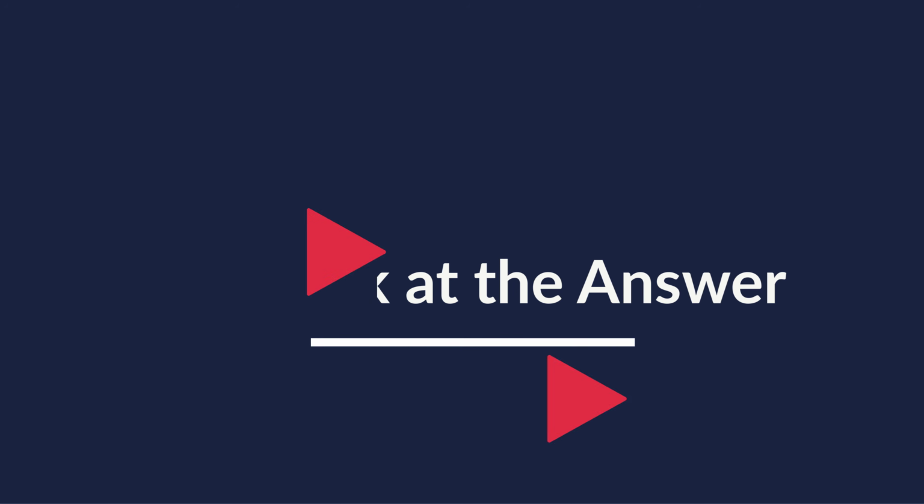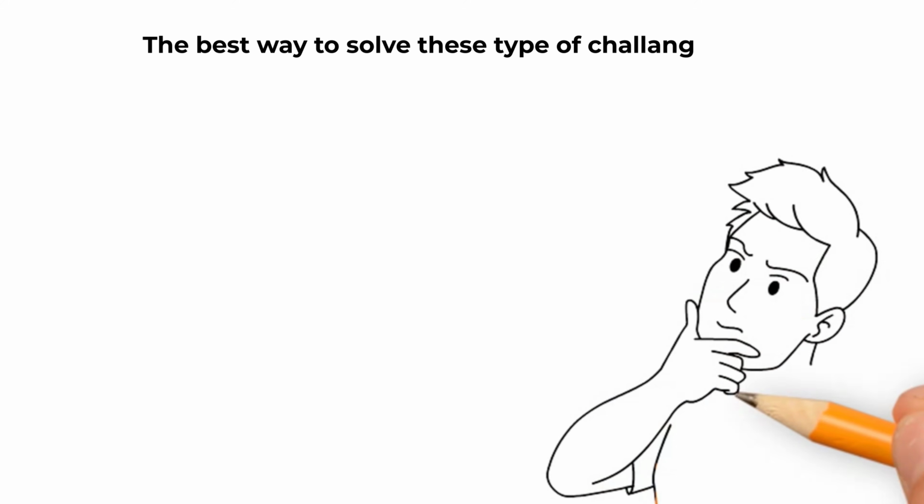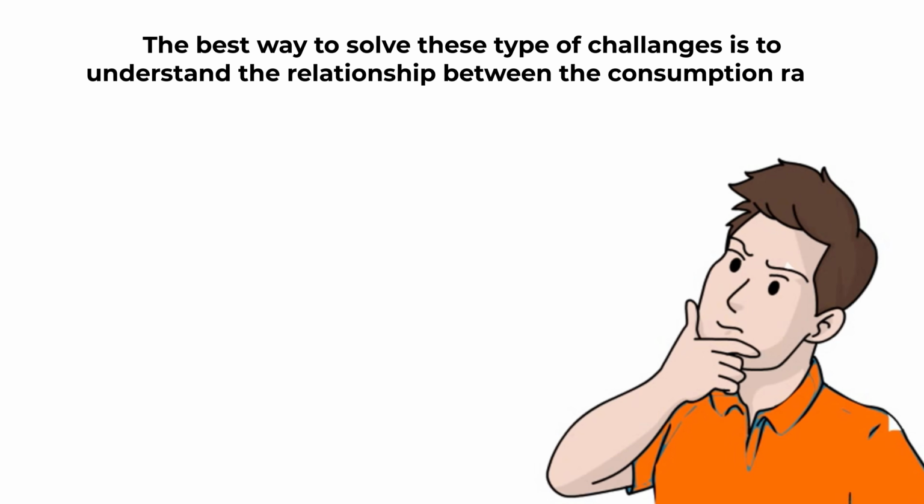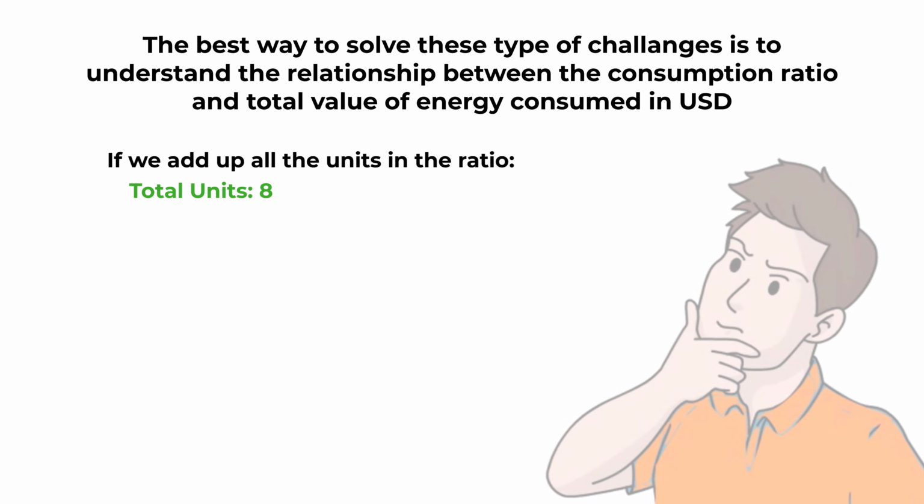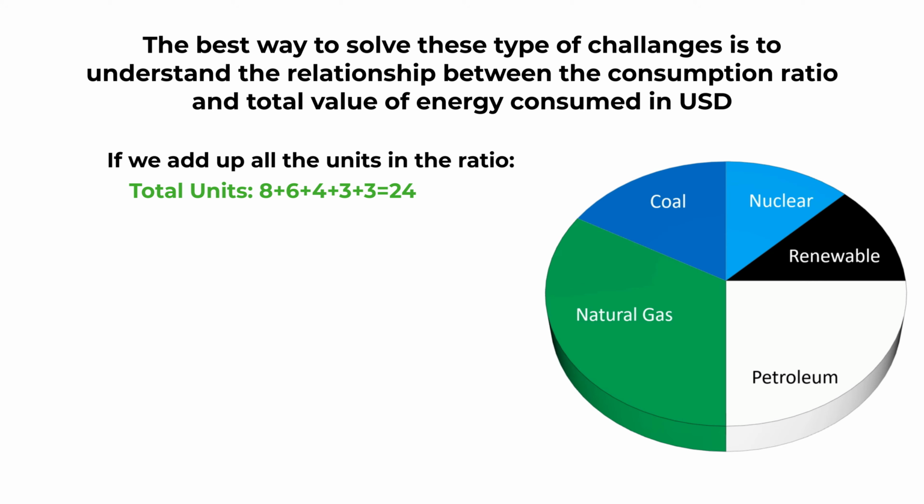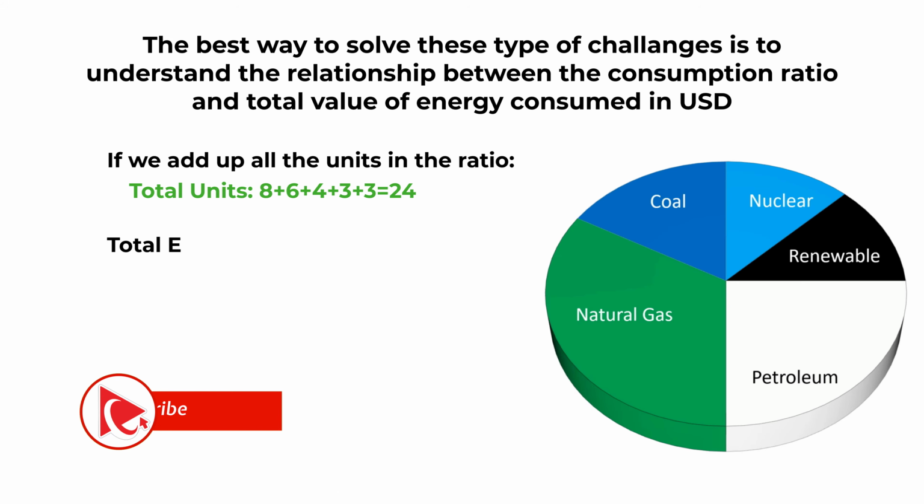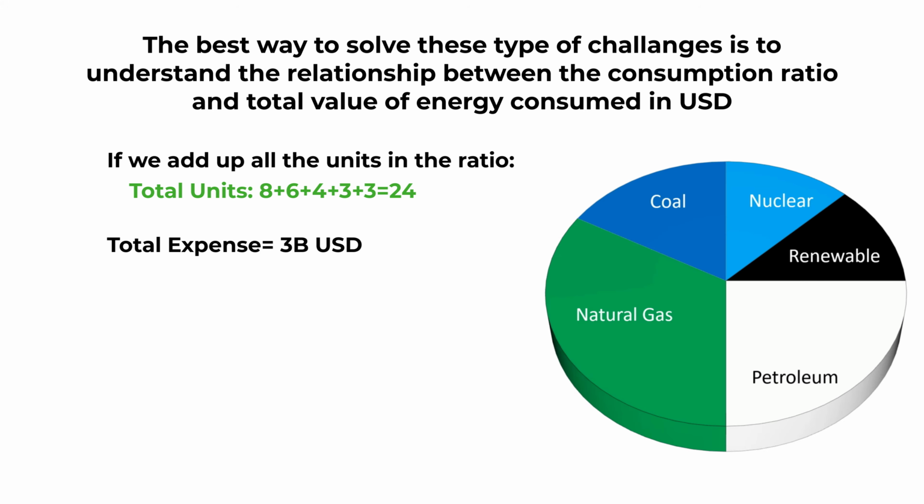The best way to solve these types of challenges is to understand the relationship between the consumption ratio and the total value of energy consumed in US dollars. If we add up all the units in the ratio, we get a sum of 24, because 8 plus 6 plus 4 plus 3 plus 3 equals 24. Our total consumption expense is $3 billion. But answers are presented in million dollars, so we need to convert $3 billion into million dollars, which is equivalent to $3,000 million.